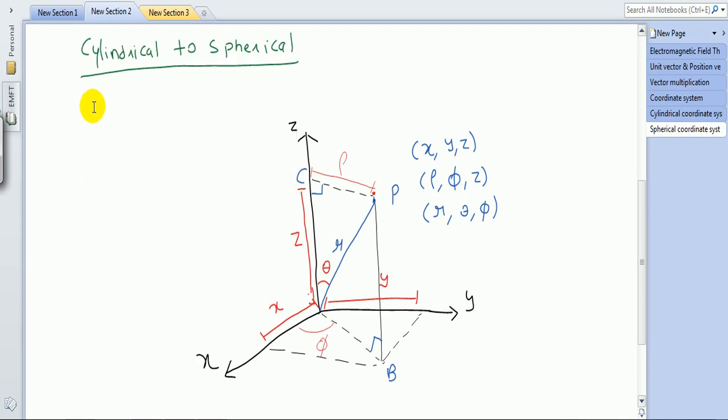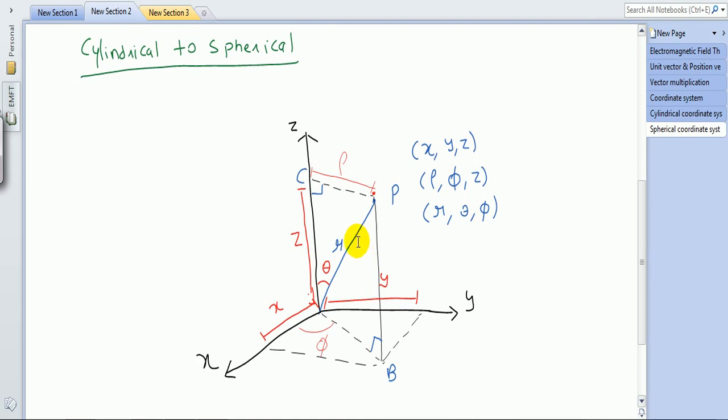Now we will see from cylindrical to spherical. Now we will relate r, theta, phi in terms of rho, phi and z. So we can see that if I project r on the xy plane, this distance is rho, from O to B is rho. So rho will be r sine theta.